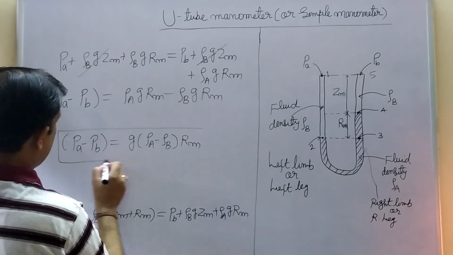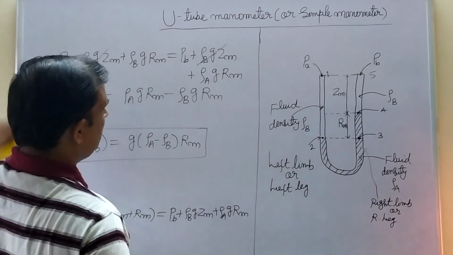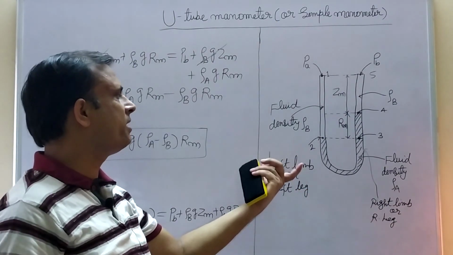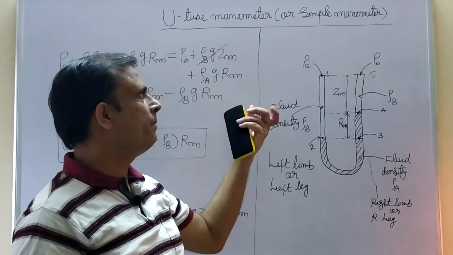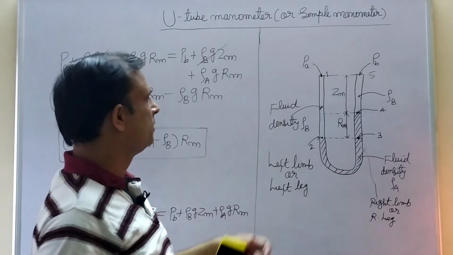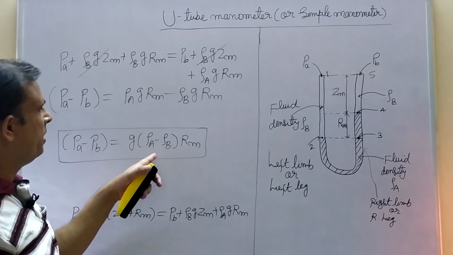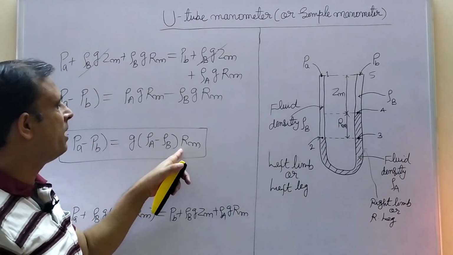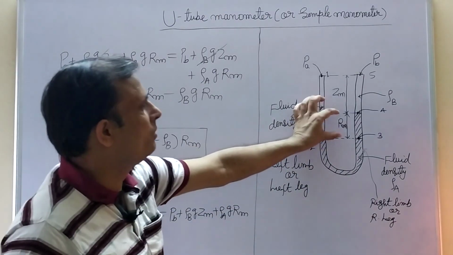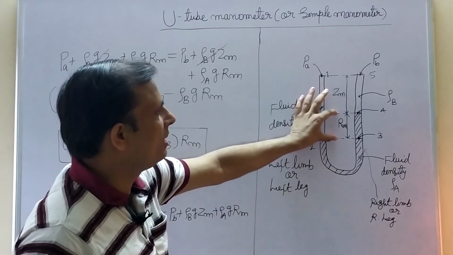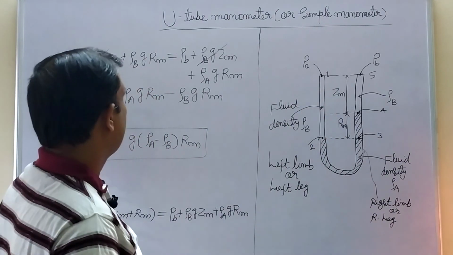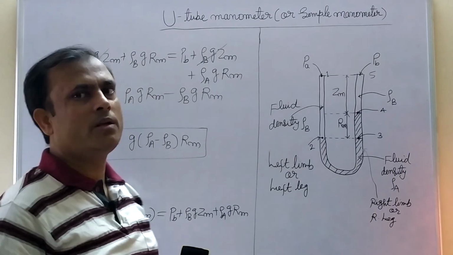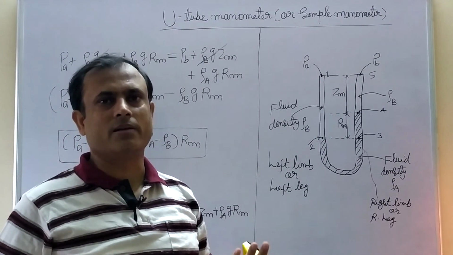So this pressure difference will be measured by this U-tube manometer when it is attached with a pipe through which fluid is flowing. So it is proportional to rho g h, where Rm is the height of the mercury level in the manometer. Now it is completed, and the remaining things we will discuss in the next class. Thank you.